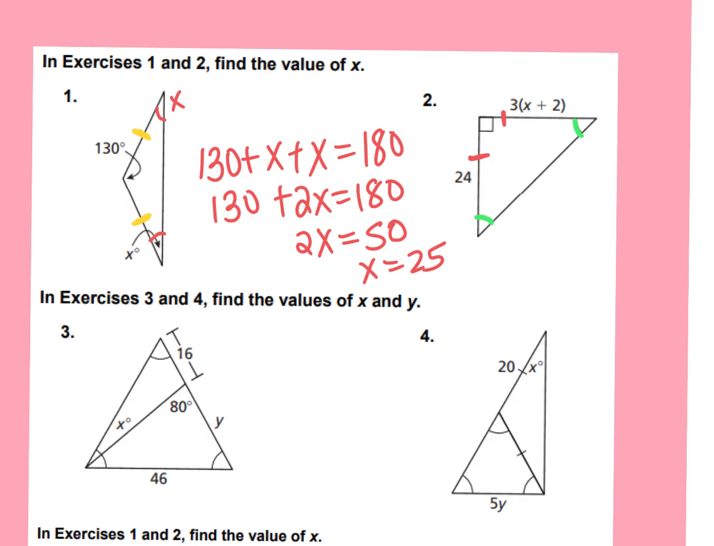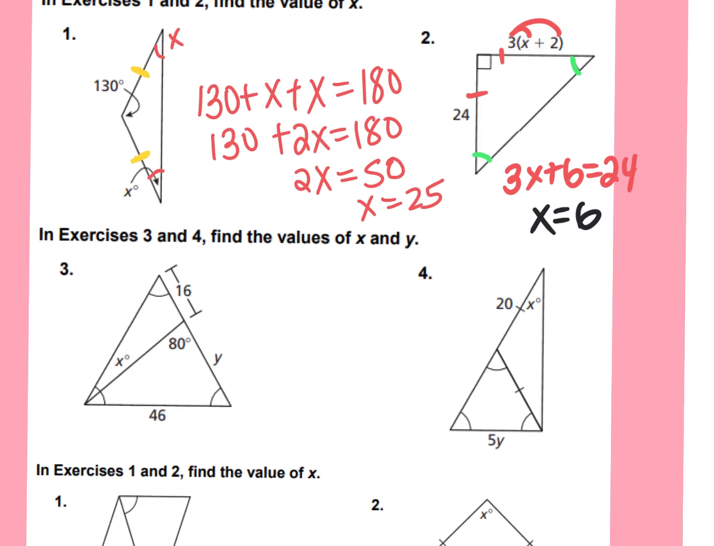So since one of the side lengths is 3 times x plus 2, which I'd have to distribute and call 3x plus 6, that's going to have to be equal to the other side length, which is 24. And now I could solve for x by subtracting 6 on both sides, so I get 3x equals 18. Divide by 3 on both sides, and I get x equals 6. I didn't really show my work there, but... Yeah. All right.